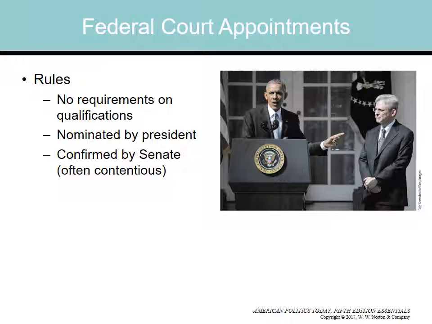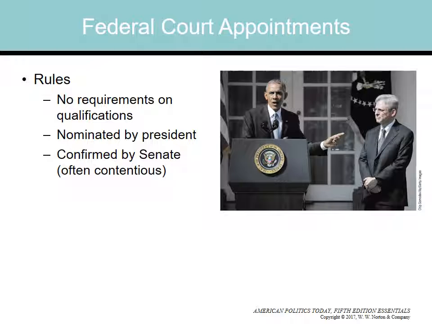The rules in terms of who you can nominate, there are no rules. There are no requirements on qualifications. You don't have to have a law degree. You don't have to have been a judge before. The president can appoint anybody the president wants to. They're nominated by the president and then confirmed by the Senate, which is an often contentious process.